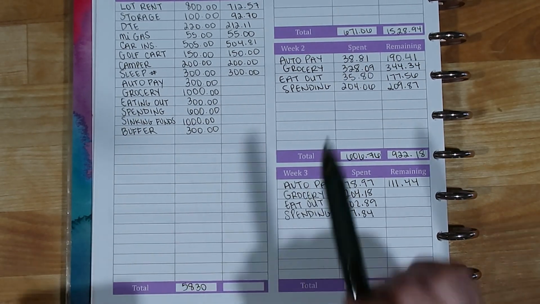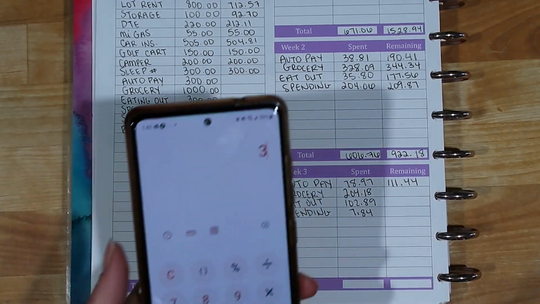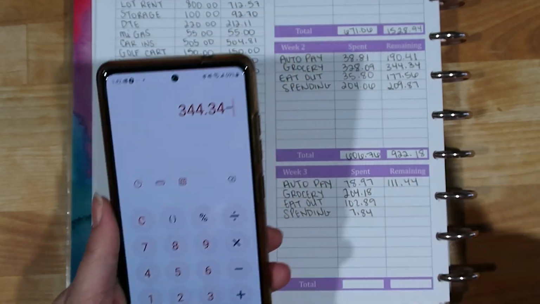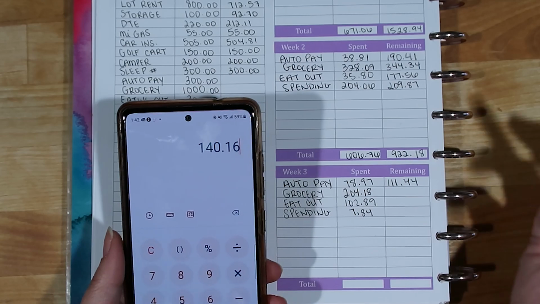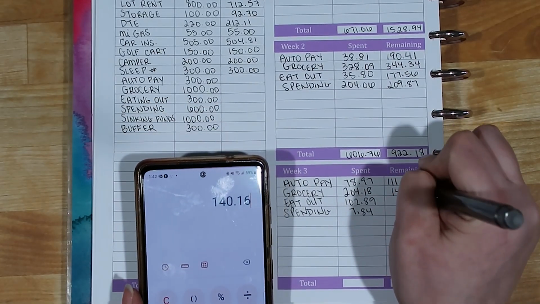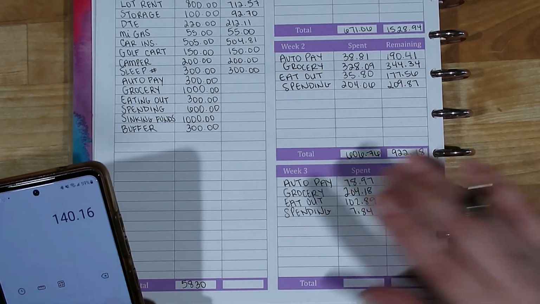But yeah, we started out with $1,000. At the end of last week, we had $344.34 remaining in that budget. We spent $204.18, which gives us $140.16 for the last week of the month.